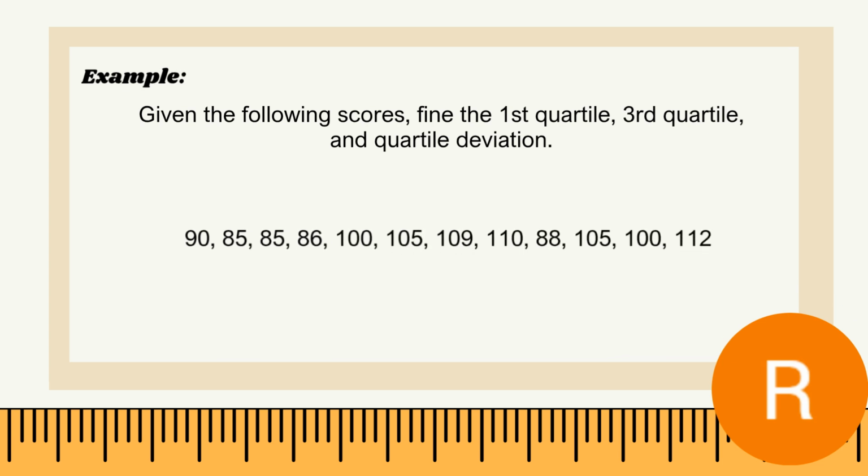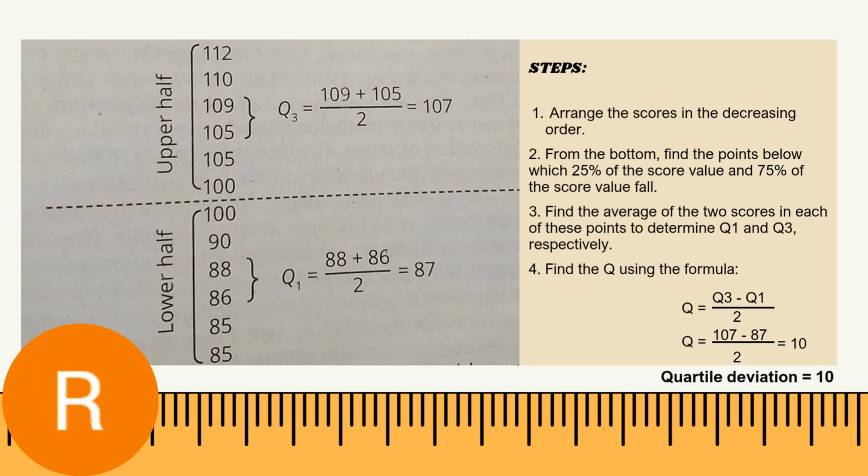Example, given the following scores, find the first quartile, third quartile, and quartile deviation. We have the following scores: 90, 85, 85, 86, 100, 105, 109, 110, 88, 105, 100, and 112. To solve the problem, let us follow these steps. First, arrange the scores in decreasing order. As you can see in the slide, the scores are arranged from highest to lowest.